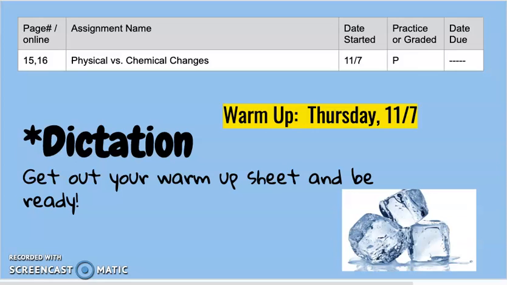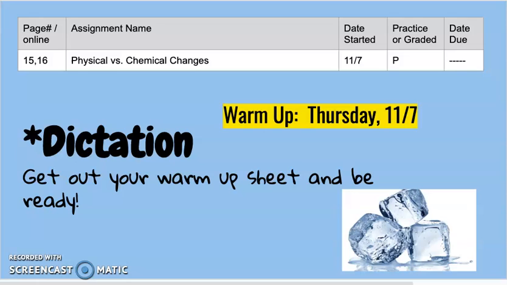Melting an ice cube is a blank change, which is a physical change. I'll say it one last time. Melting an ice cube is a blank change, which is a type of physical change. All right. You should have this. We'll talk about this tomorrow.